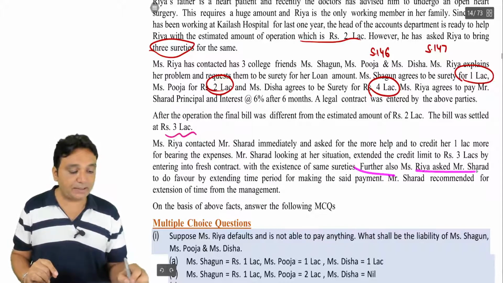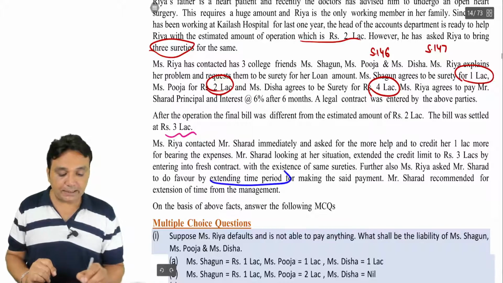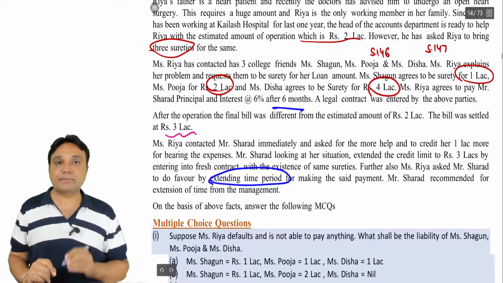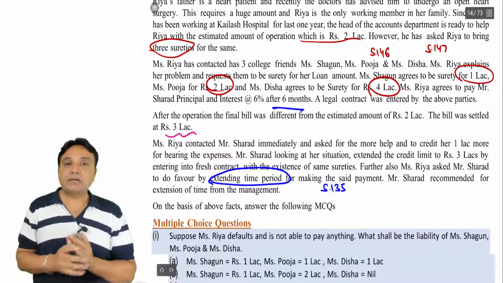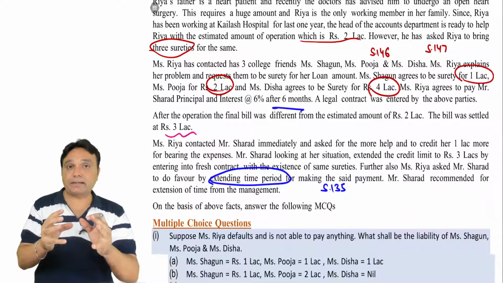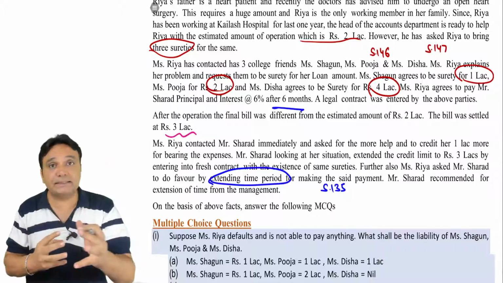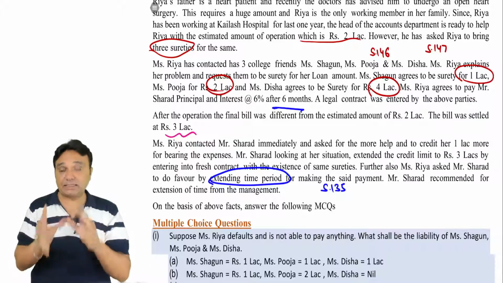Further, Miss Ria also asked Mr. Sharad to do a favor by extending the time period, because the earlier time period was 6 months. Now we study over here section 135. If compounding is made by the principal debtor with the creditor, meaning the time of performance is extended without the consent of the surety, the surety will be discharged.